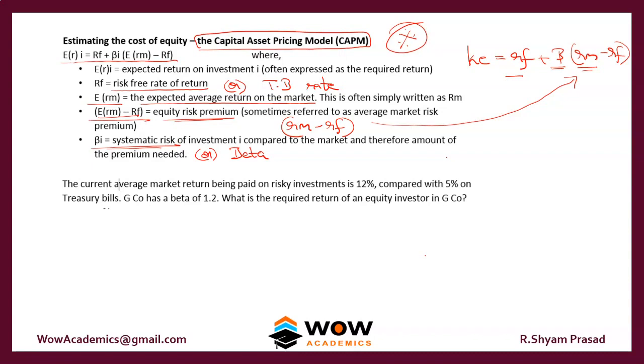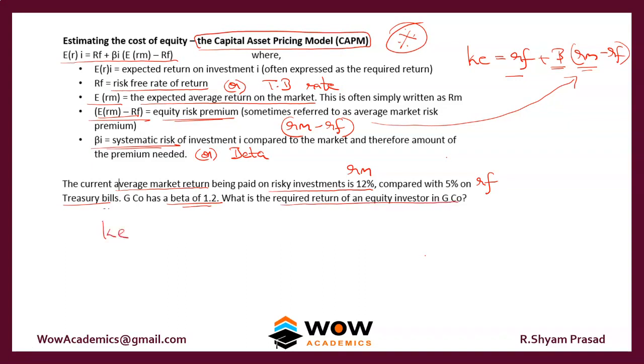Okay, so we'll try to solve this problem. The current average market return being paid on risky investment is 12%. So the average market return is 12%. That is the RM, compared with 5% on treasury bill. So 5% on treasury bill is RF. The beta is 1.2. It's directly given. What is the required rate of return for an equity investor?